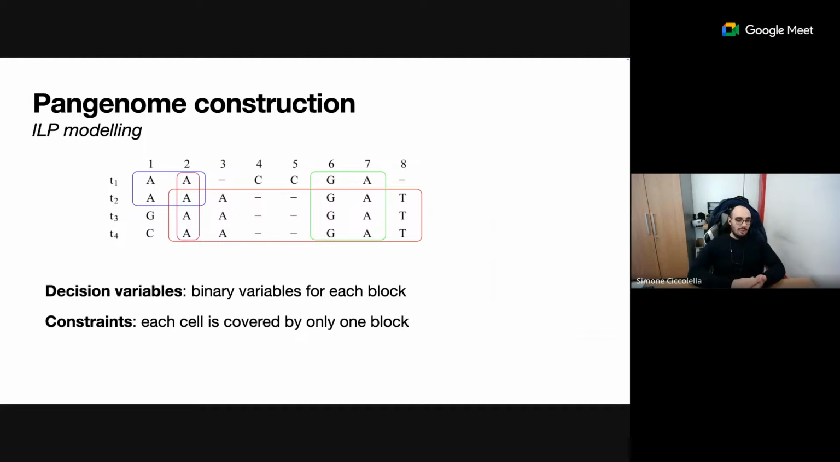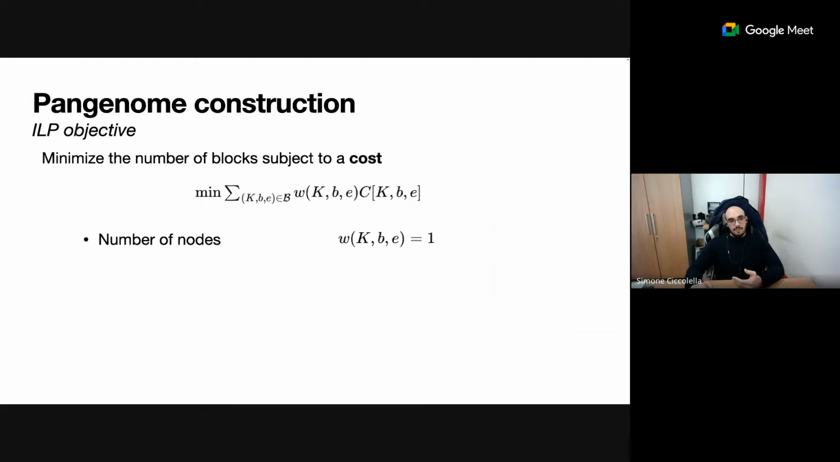And we have some constraints, which is, for example, that each cell must be covered by only one block. Therefore, with this, we can construct a model such that each cell of the matrix will be covered by one block. Of course, this alone is not enough, right? Because the easiest solution would be to have a block for each of these cells, which is not good. Therefore, we also have some objective function.